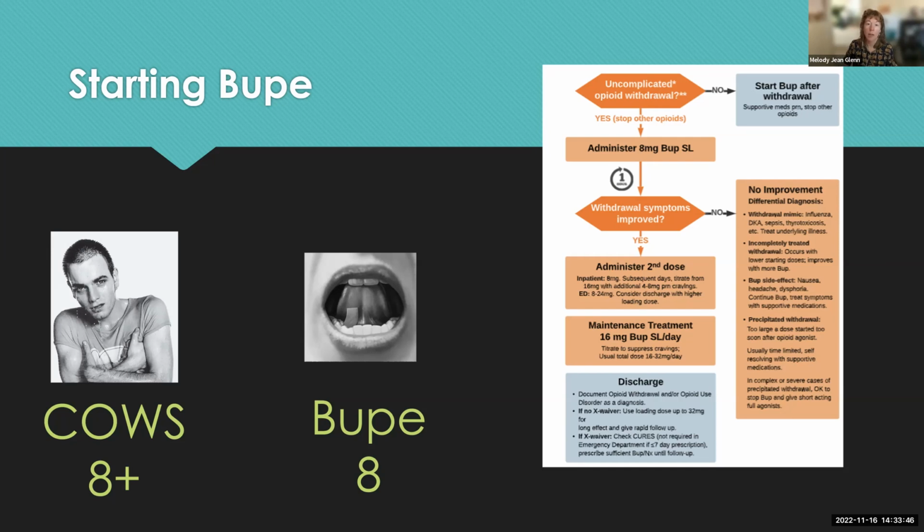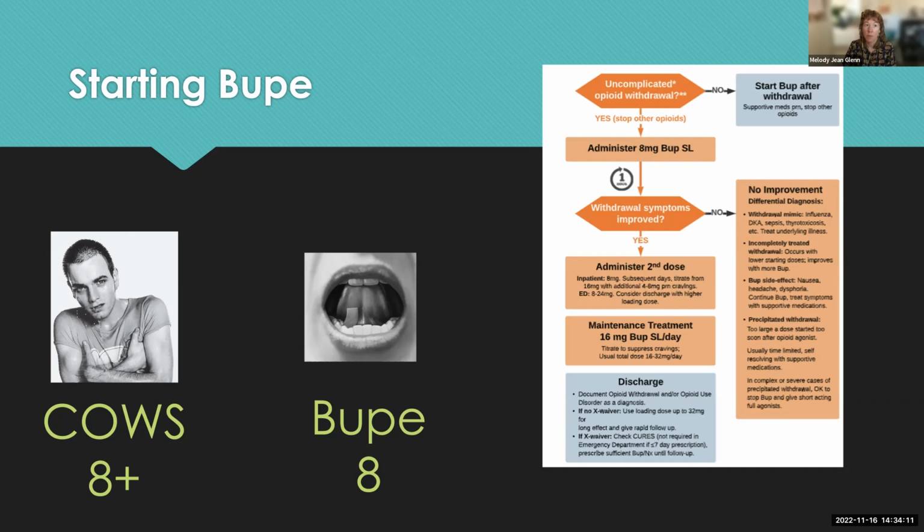I like to load people at a minimum of 16 milligrams in the emergency department. 16 milligrams a day is a very standard dose of buprenorphine. Once you start doing this more, you'll realize that you can give even more and they're not going to be sleepier. There are some advocates and proponents that want us to start even higher doses in the emergency department, up to 32 milligrams in the ED.